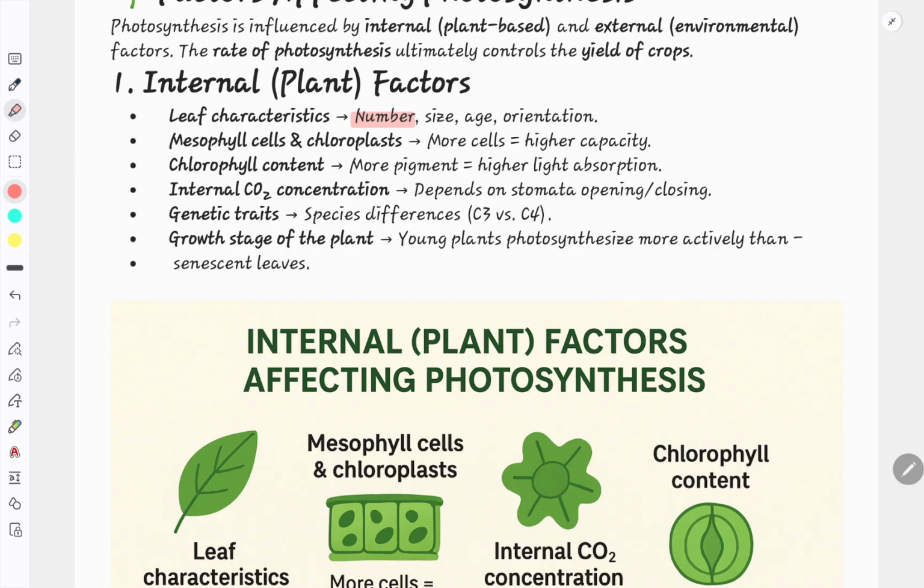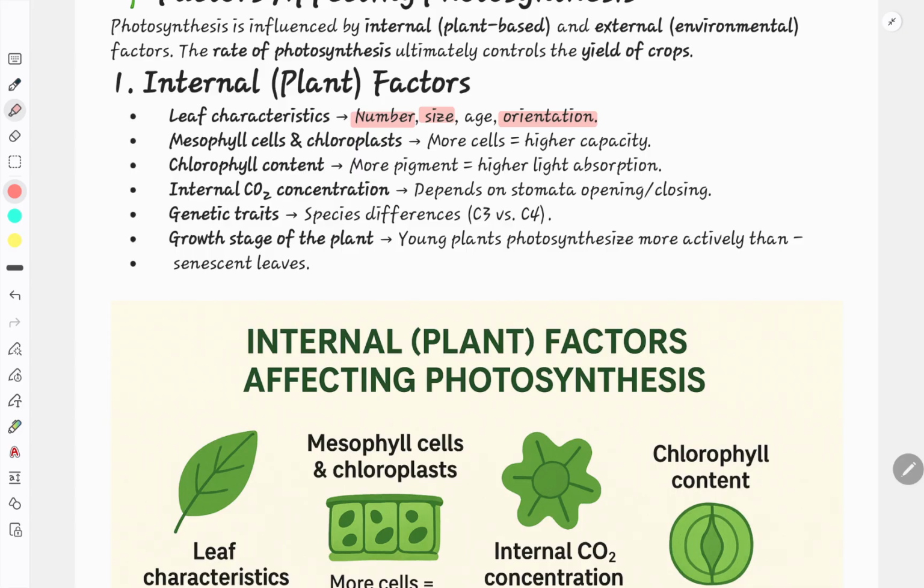it will automatically be able to produce more starch as compared to a plant which has a lower number of leaves. Size of the leaf: the plant which has larger leaves will produce more starch as compared to one with smaller leaves. Third is age. A new plant cannot produce as much food as an old plant. Orientation, the position of the leaf.